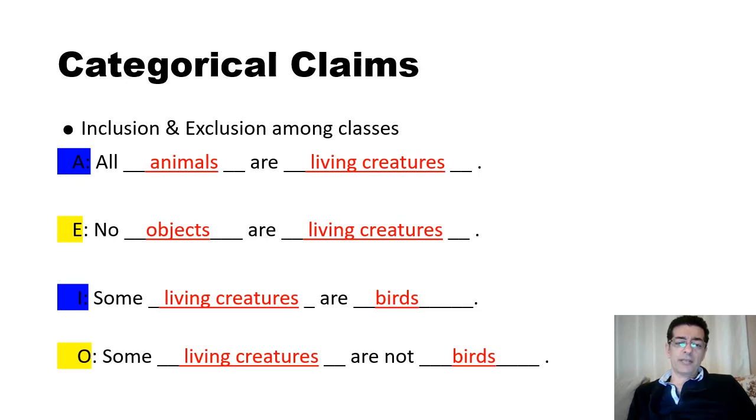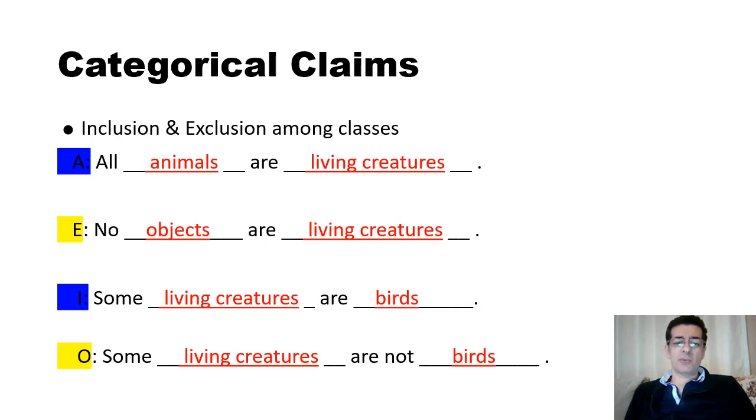So when I say an A claim, it means a claim which is affirmative, and in which we have all X are Y. When I say an E claim, it means the second one, which is negative, and where we have no X are Y. Then the I, which is again affirmative, some X are Y, and O, which is negative, we say some X are not Y. So these are just some terminologies they use.